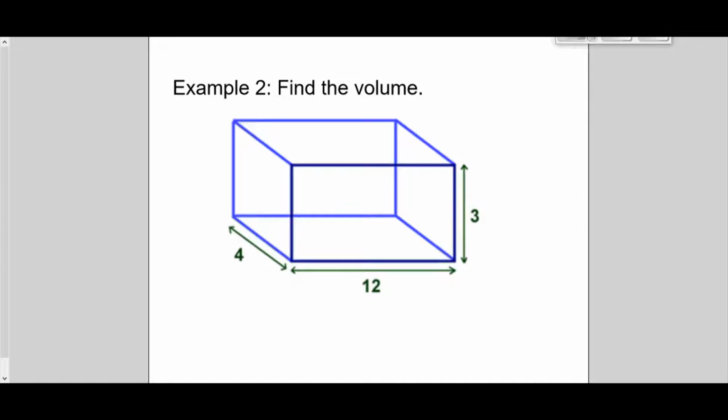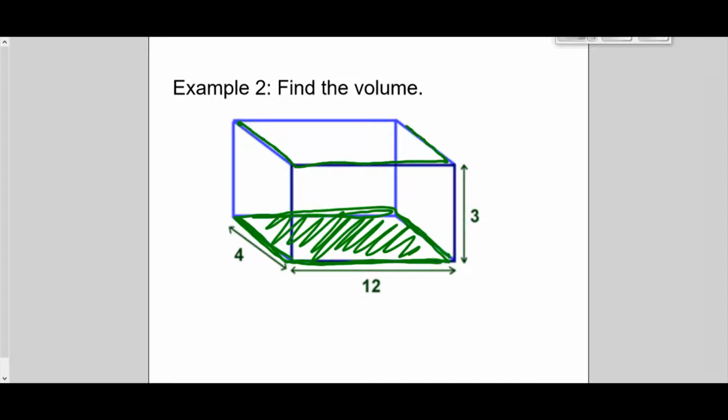Example 2, find the volume of this figure. So again, you're going to start by identifying what's the base shape. So here, notice I have 4 by 12. We could use this shape here as our base. So this shape, 4 by 12, is obviously in the shape of a rectangle. So this is a rectangular prism. And we know how to find the volume of that. So those are my bases, what I shaded in. So if you need to take a second to copy this down, go ahead and do so. Pause the video if you need to.